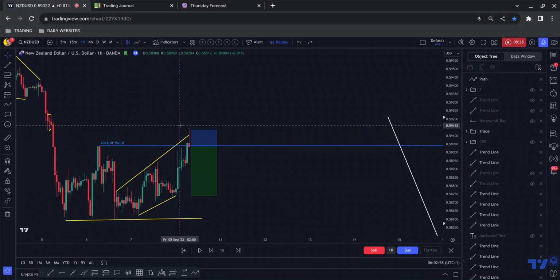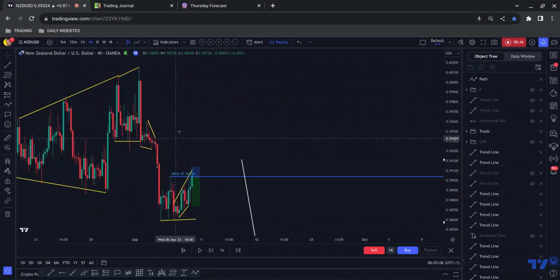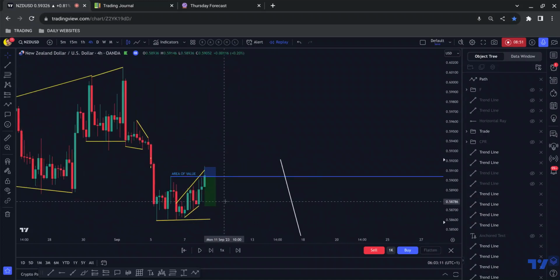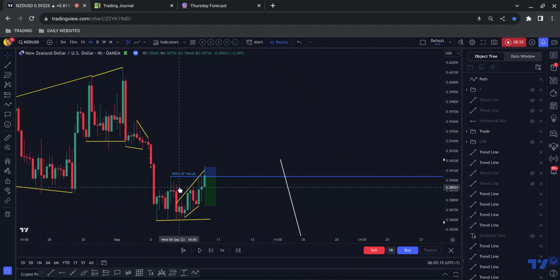Okay, so this is really a textbook setup, other than for one thing. And that one thing I forgot, so this was a psychological error, is that when I got short, you can see if I just leave this on, the body. Remember what I said on the previous pair, that the body of a 4-hour candle hadn't closed at my area of value. So this was the previous 4-hour candle that did not close at this area of value.